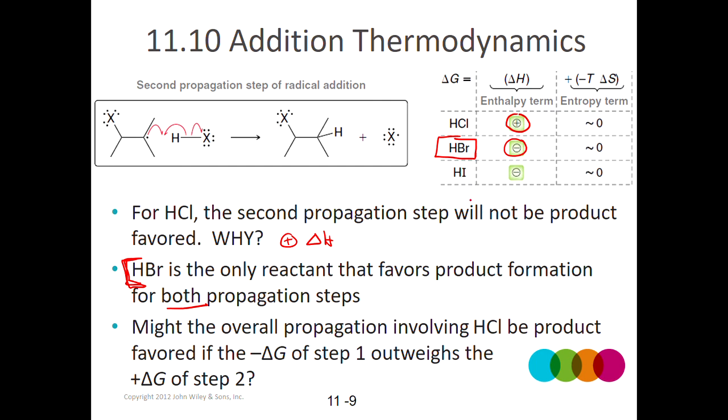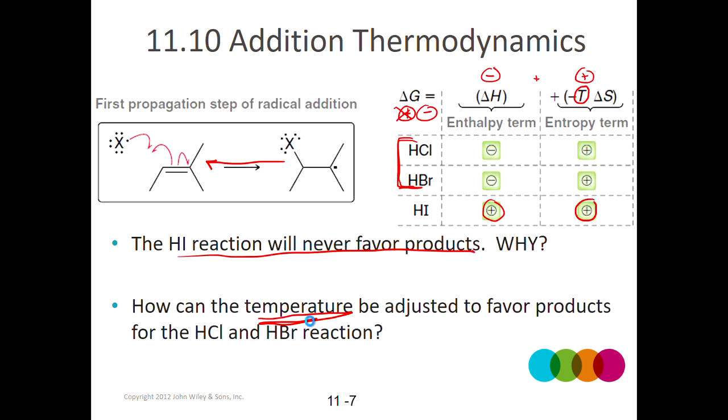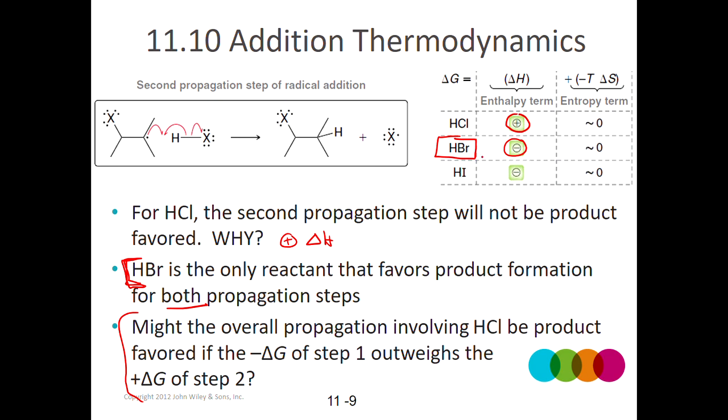It's possible, just to point out in this bullet point here, that the negative delta G term in the first step of the propagation for HCl might be larger than the positive delta H term in the second step. If that were true, then combining those 2 steps together, I might still get an overall negative delta G, but it's not going to be very negative. It's not going to be as product favored as the HBr reaction. So we might as well just go with HBr if the goal is to put a halogen there that can act as a leaving group, because they're both good leaving groups. But the HBr should be more product favored because its delta G value should be more negative.